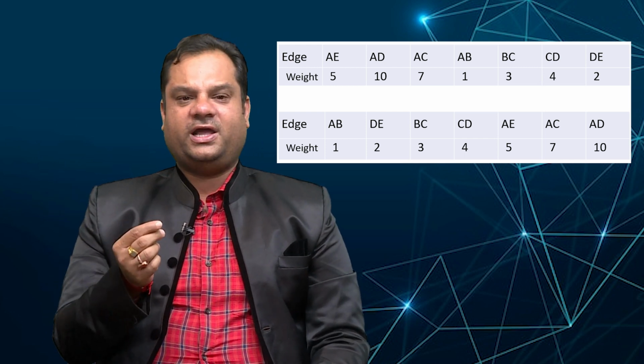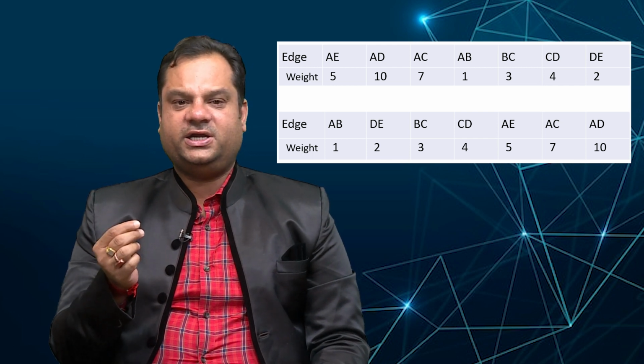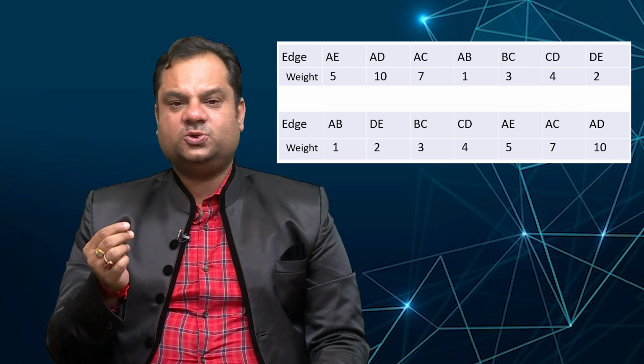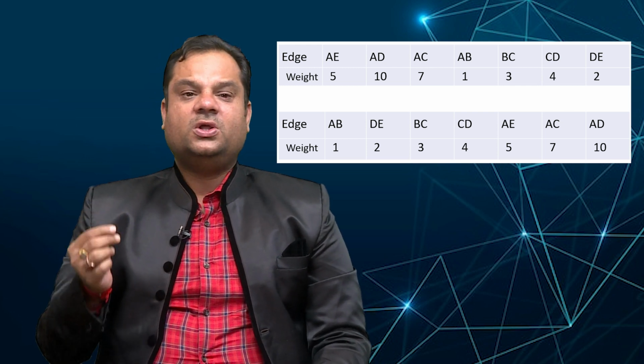Also we put the weights: A to E has a weight of 5, A to D has a weight of 10, A to C has a weight of 7, A to B is 1, B to C is 3, C to D is 4, D to E is 2. Now what do we do?